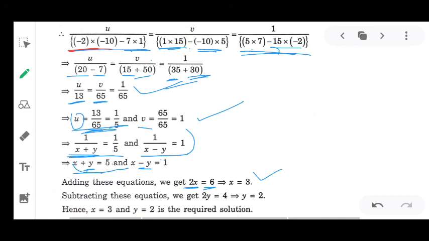Now if you subtract these two equations, that is x plus y equal to 5 and x minus y equal to 1, x minus x will be cancelled, and y plus y, because minus into minus will be plus, so 2y equal to 4, because 5 minus 1 is 4, so y equal to 4 by 2 is 2. So the value of x is 3 and the value of y is 2.